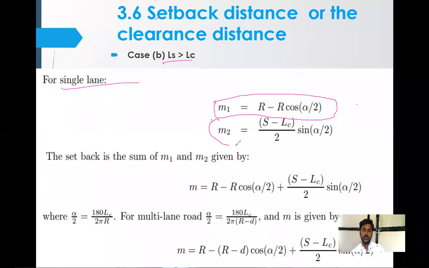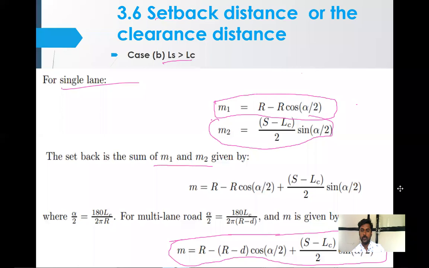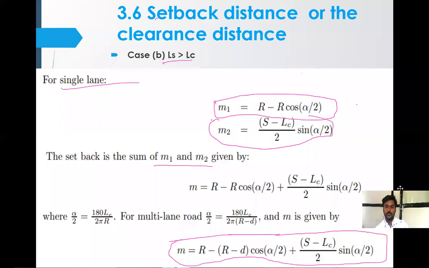M2 is equal to (LS minus LC) divided by 2 times sin alpha by 2. Then take the sum of M1 and M2. Otherwise, write down the final formula only, directly. No need to go for the in-between formula.